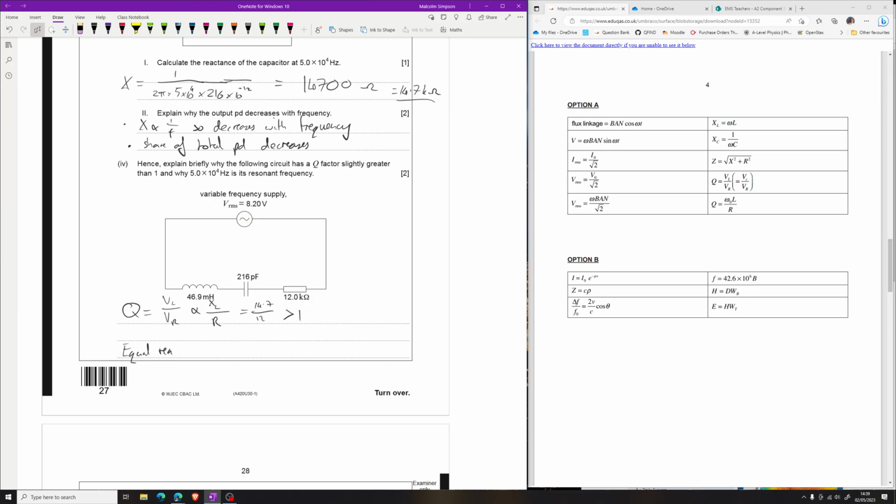Equal reactance. I suppose equal reactance for inductor and capacitor at that frequency. So resonance. Hopefully that's enough.